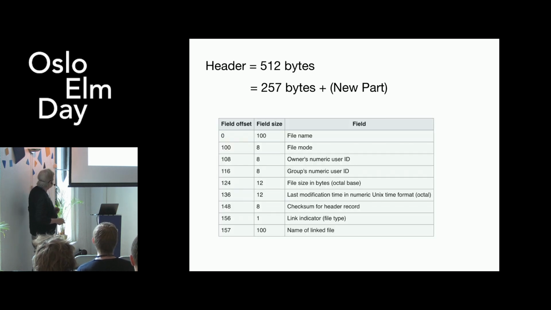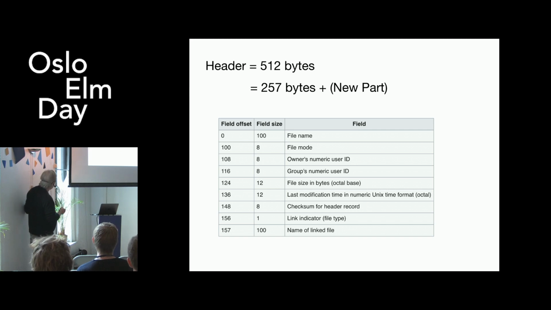Okay, so there is a picture of that 257 bytes of data. If you look at the table, you see, for example, let's see if this little pointer works, very good. So at field offset 0, i.e. at the beginning of the block, you have the file name, and that occupies 100 bytes. We're not going to look at all of it, but say at offset 124, there is a 12-byte field for the file size in some kind of octal encoding. And the fact that it's only 12 bytes long means that it can't be arbitrarily large.